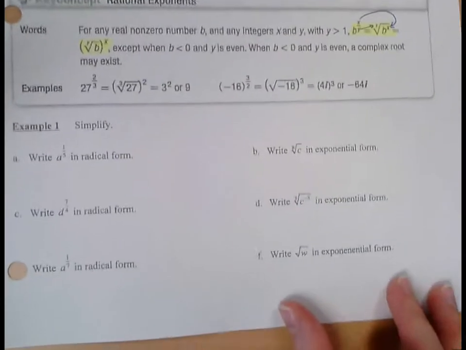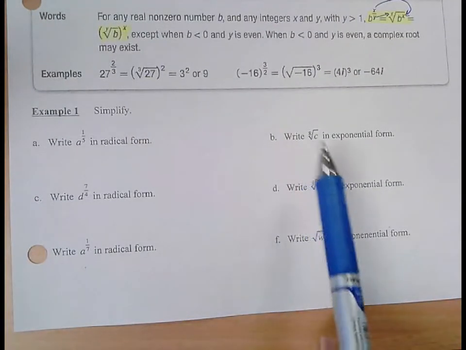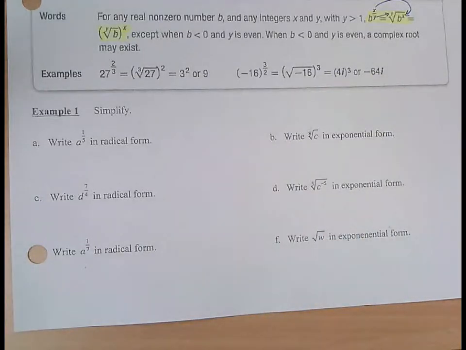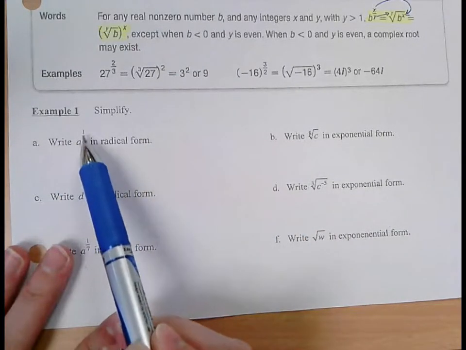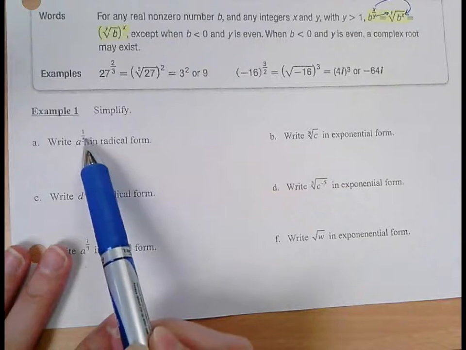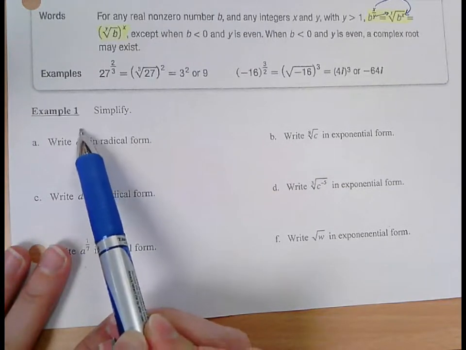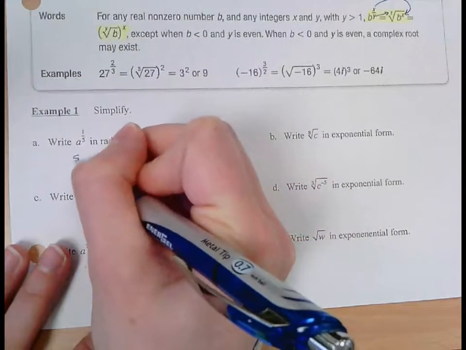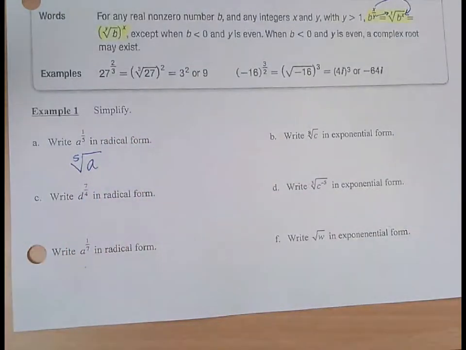So in example 1, these are just rewriting the expressions in the alternate form. If it's an exponential expression, write it in radical form. If it's a radical, write it as an exponent. Just making sure you understand how to rewrite them. So if we look at a, it says write a to the 1/5 in radical form. Because we have a denominator of 5 and a numerator of 1, this would just represent the 5th root of a. If you put the 5th root of a to the first, that's fine, but just the 5th root of a would be the radical form.